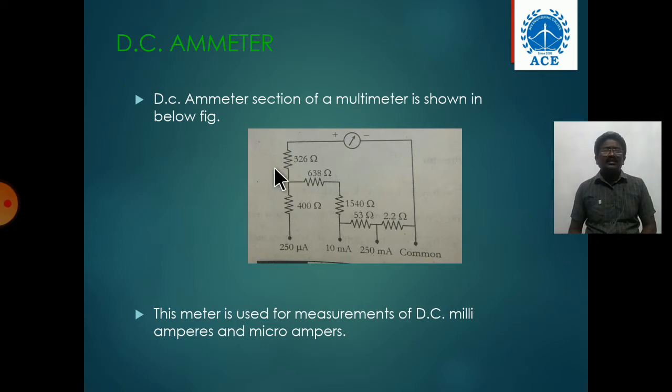Next section, the DC ammeter. Actually here the multimeter circuit has an ammeter section like this. The ammeter has a combination of one deflection movement and resistances. This meter is used for the measurement of DC milliamperes and microamperes.